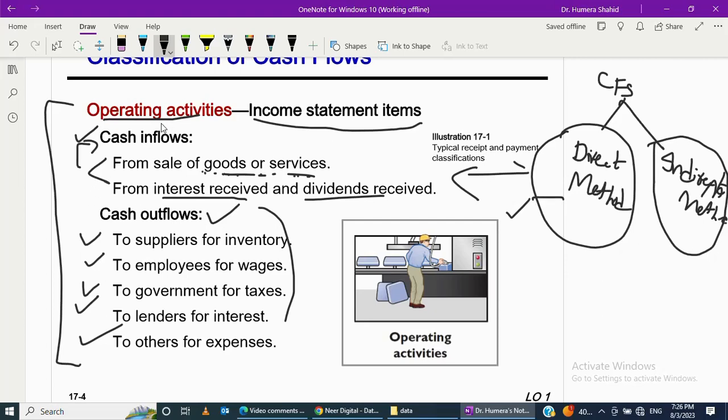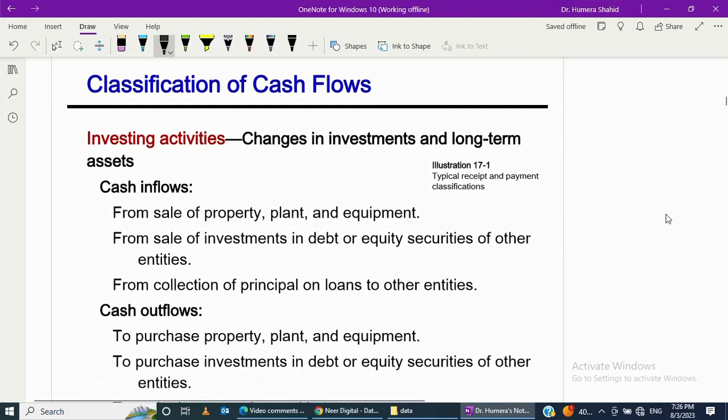This is the only section of the cash flow statement which is different under both methods. The rest two sections, which are investing activity and financing activity, are the same in both methods. So let's check the investing activity.